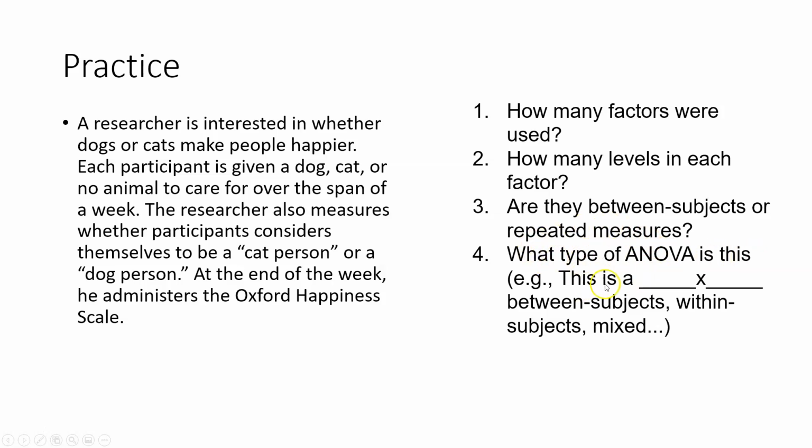And so after we do all that, we want to be able to say what type of ANOVA this is. This is like a blank by blank, or blank by blank by blank by blank, however many there are, and just say the number of levels, and then we say whether it's totally between subjects or within subjects or mixed. So I want you to be able to answer these 4 questions. Go ahead and pause and play again when you're ready.